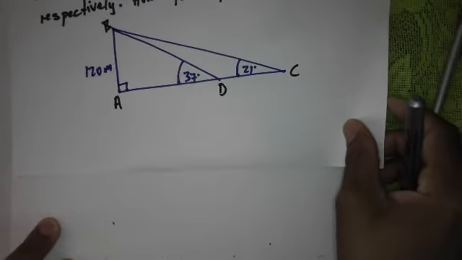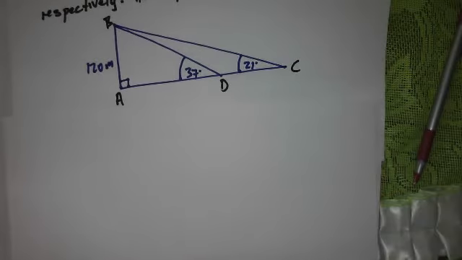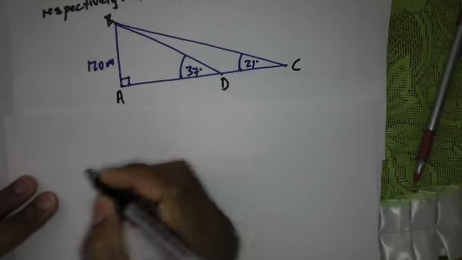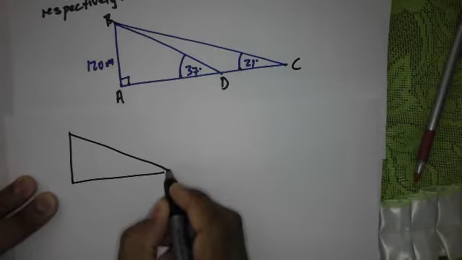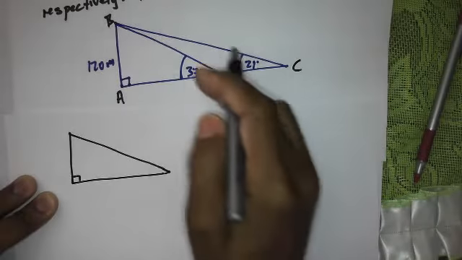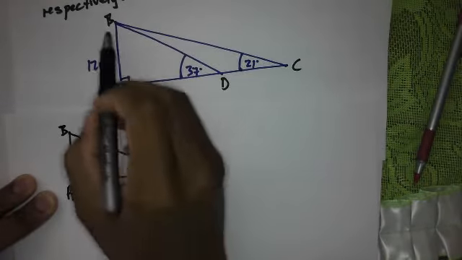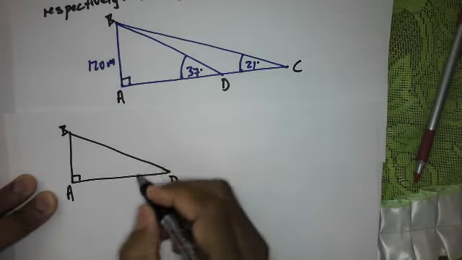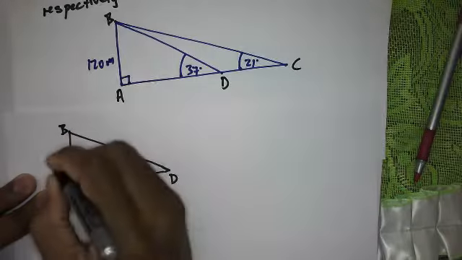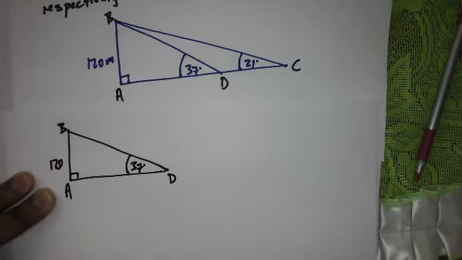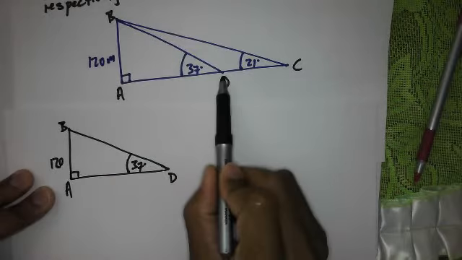Now I'm going to break this thing apart. So let's put my diagram here and pull the diagram apart. I'm going to use the smaller triangle first. So this is triangle ABD. This would be 37 degrees, and right here would still be 120. Now I want to find this distance, the distance AD.